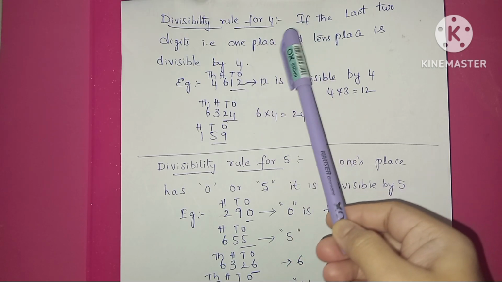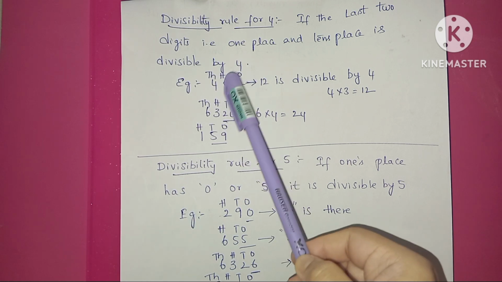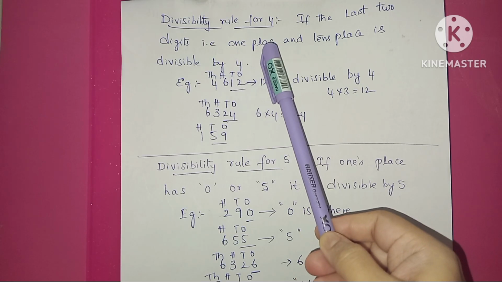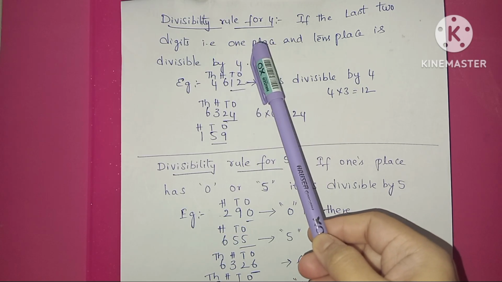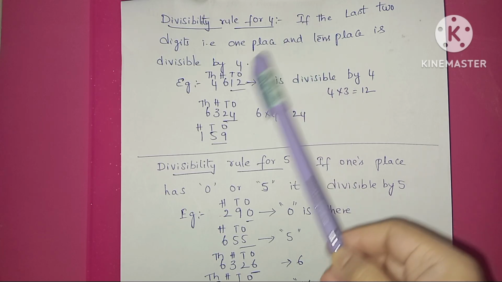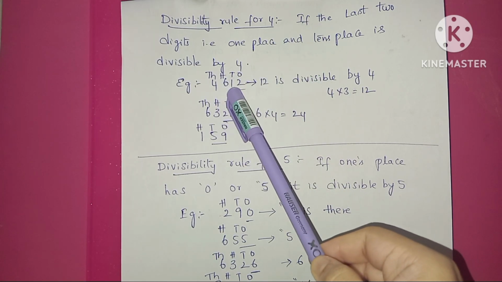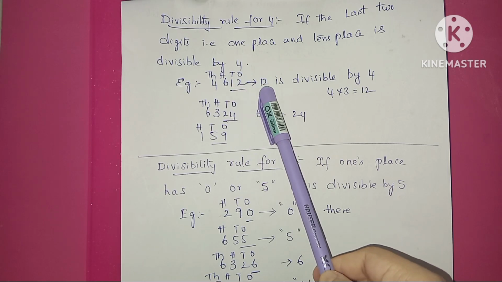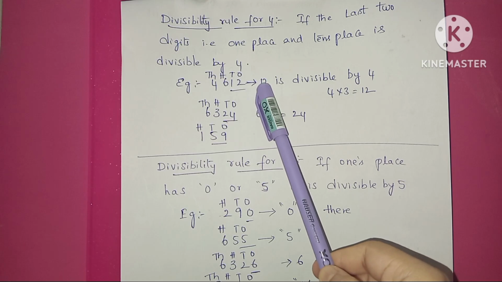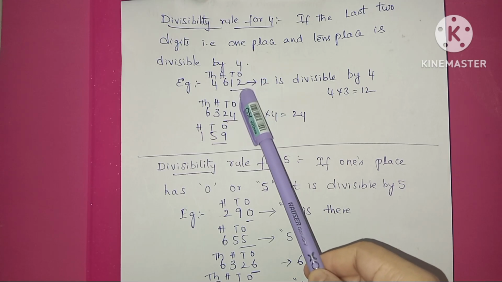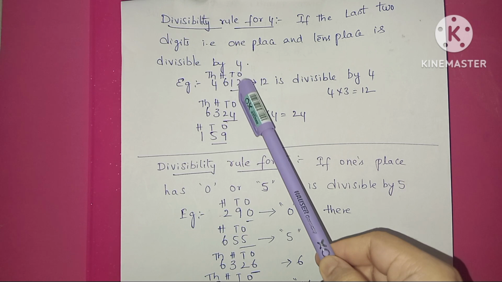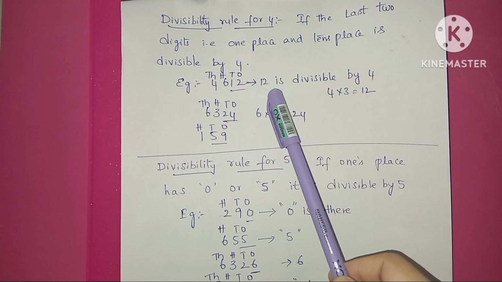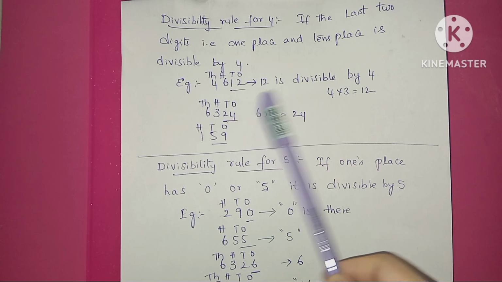Again, coming to the rule, if the last two digits, that is the ones place and the tens place, are divisible by 4, this is taken as the divisibility rule for 4. So here, taking an example, 4612, ones place and tens place, it is 12. In this 12, we are not adding, just looking at this two digit number only. 12 is divisible by 4. 4 3s are 12, and we can take it as divisible by 4.